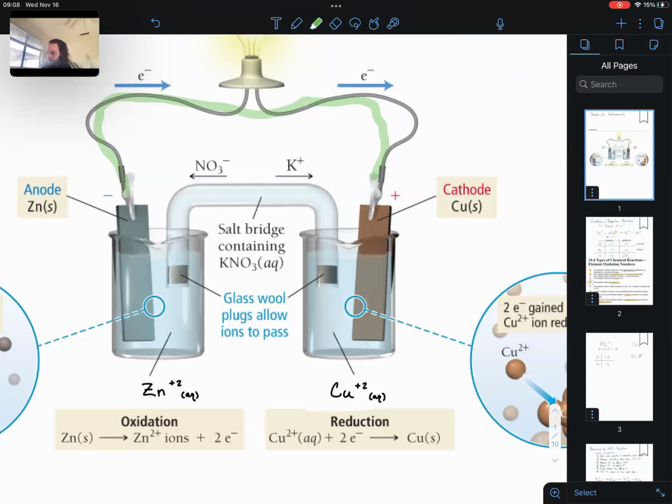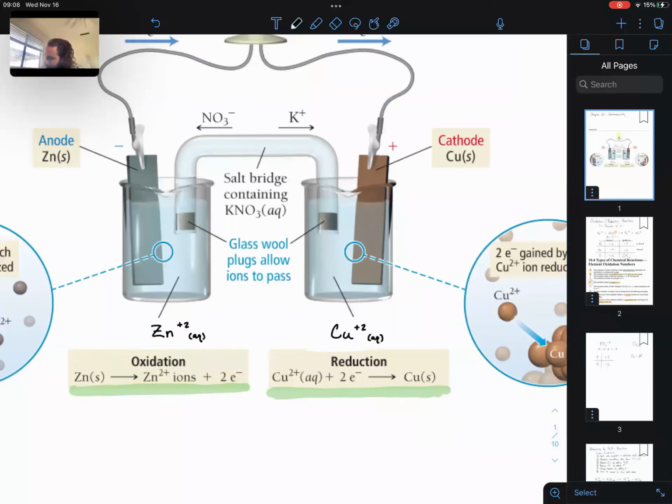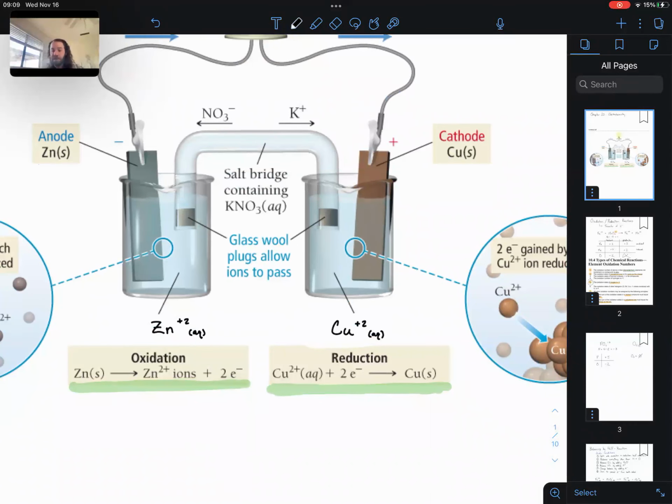What we're gonna see is just like in our reaction that we would be able to see when we put these two together in the same solution, is that there's going to be a transfer of electrons where the zinc is losing electrons through oxidation and the copper is gaining electrons through reduction. Since the zinc is losing electrons, we call that chunk of zinc the anode.